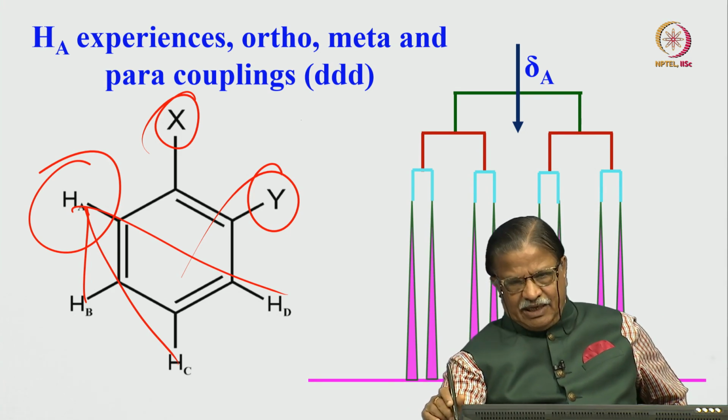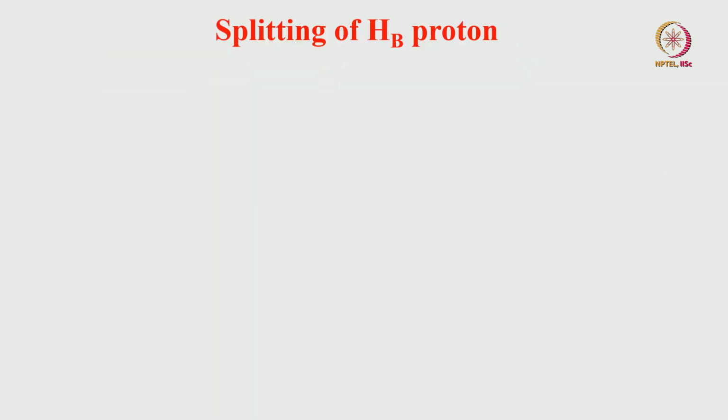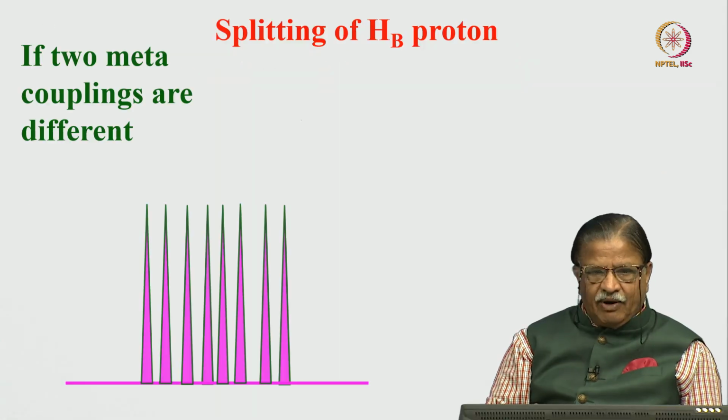If you have asymmetrically disubstituted benzenes, if I look at one of these protons, you are going to get an 8-line pattern, and from the pattern you can understand that the center is the chemical shift. This is one ortho coupling, this is meta coupling, this is para coupling, all are different. Same way, if you look at proton B, what will happen in this molecule?